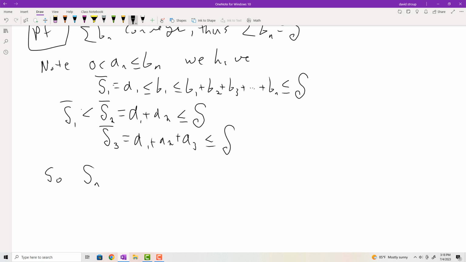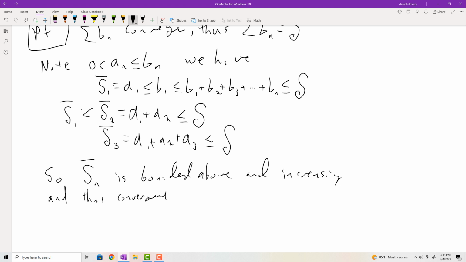So this S sub n sequence, I maybe call it S hat because it's really different. I don't want to confuse it with the summation of B sub n. So S sub n hat is bounded above and increasing and thus convergent by the 9.1 theorem, the monotonic convergence theorem.